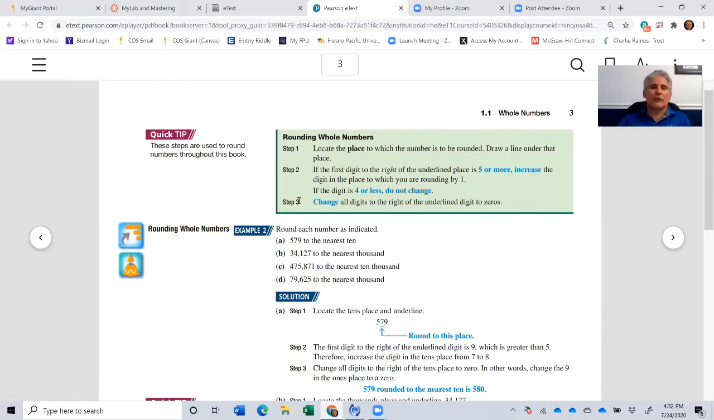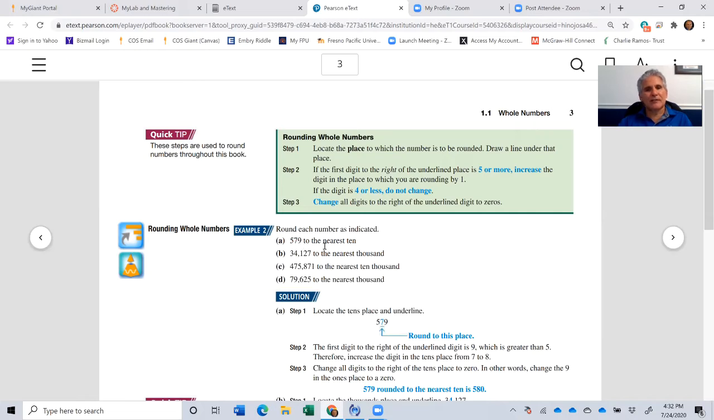And so it's important for us to actually understand this rounding whole numbers concept, because in many cases, it'll make our lives a lot easier in trying to make a decision, especially when we don't have calculators in our hands or we're just trying to solve a problem really quick. So in this case, rounding whole numbers, you have example number 2. I'll put my cursor on it: round each number as indicated.